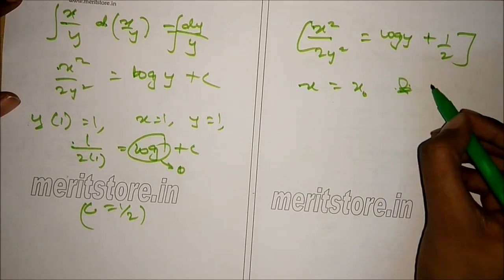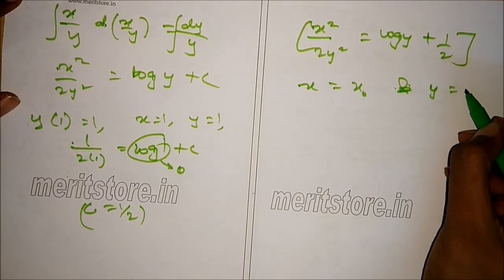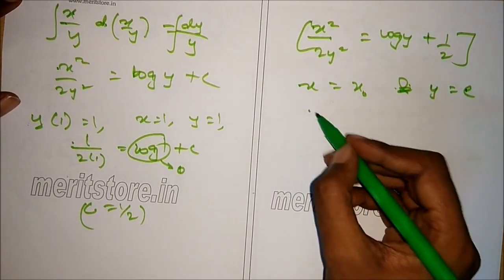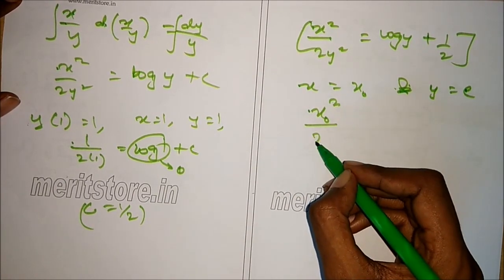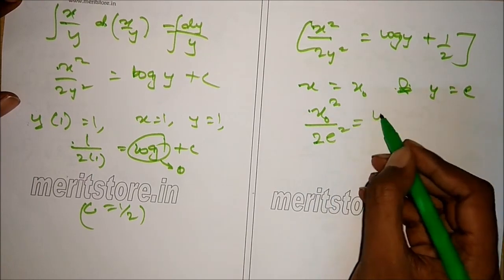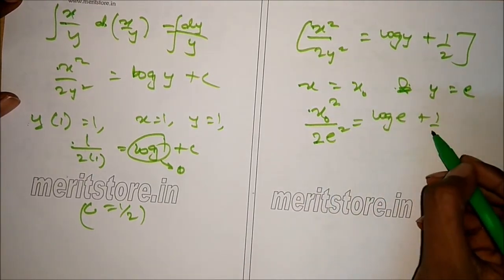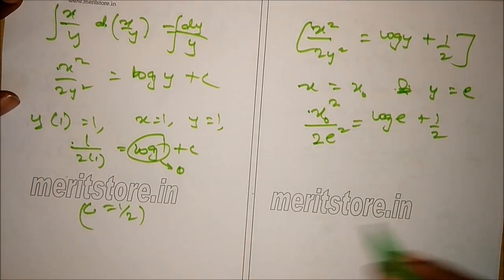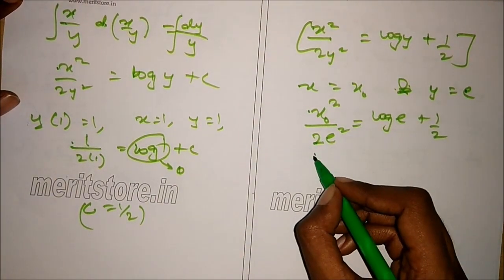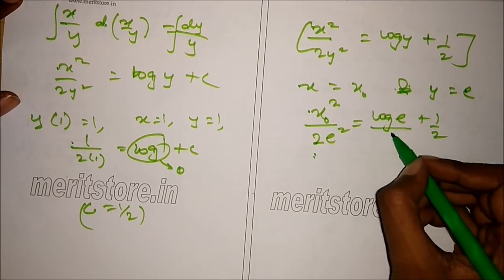So y will be equal to e. So when x is x naught, x0 square divided by 2e square equals log e plus half. This is equal to, so this will be, log e is 1.